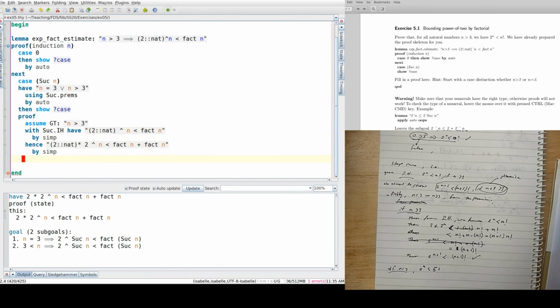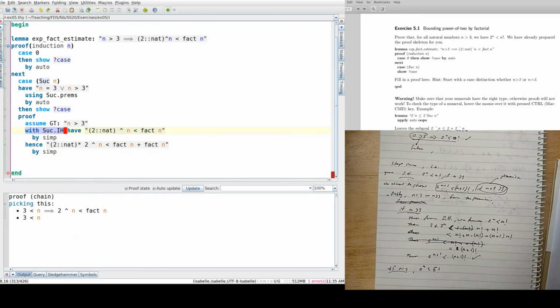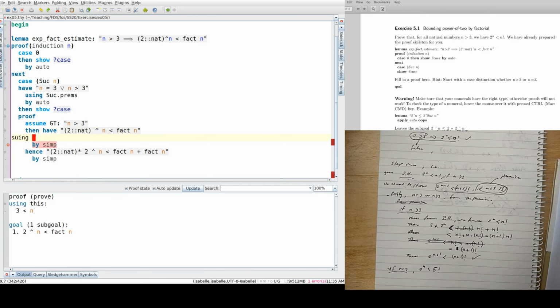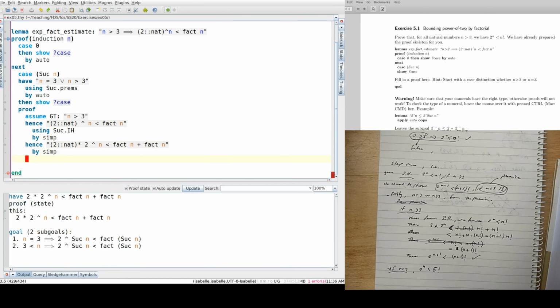Then have only uses the previous one. This is also equivalent to saying then have using that, or hence using that. Okay, so I hope you get the taste for it now.